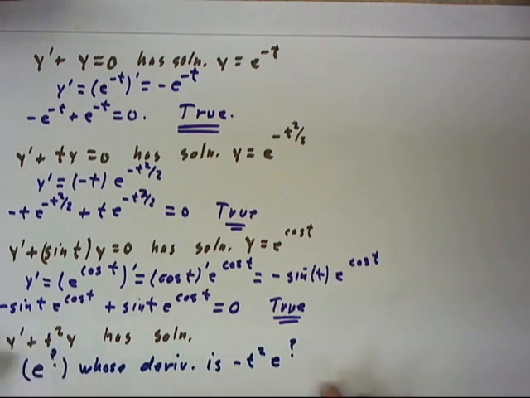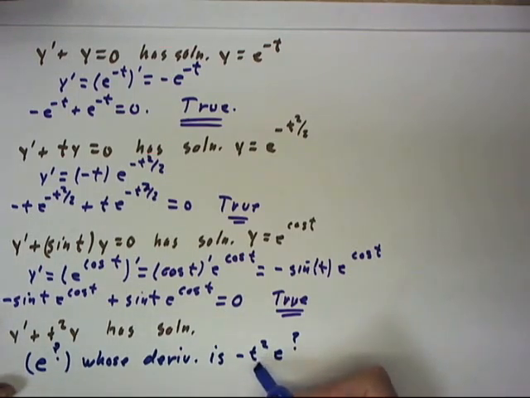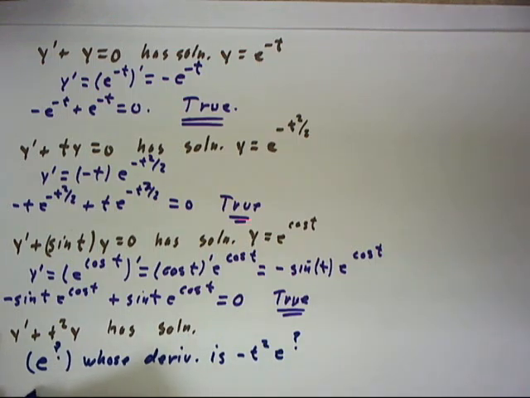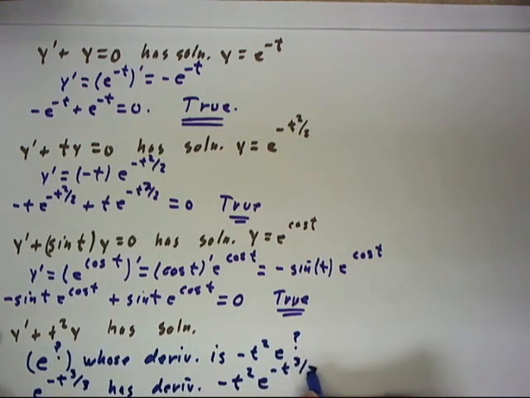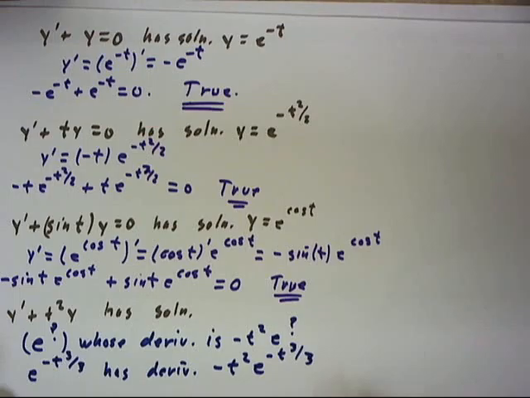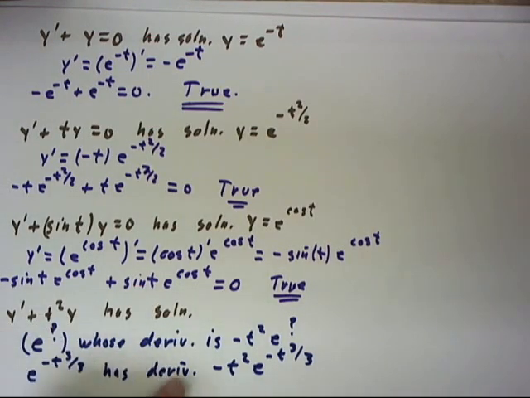What is the something? Well, to get a negative t squared in the derivative, we have to have an antiderivative of negative t squared up here. What's an antiderivative of negative t squared? Well, that's negative t cubed over 3. e to the negative t cubed over 3 has derivative negative t squared e to the negative t cubed over 3. And we can plug this back in here, take its derivative and check and make sure that it really works as advertised.